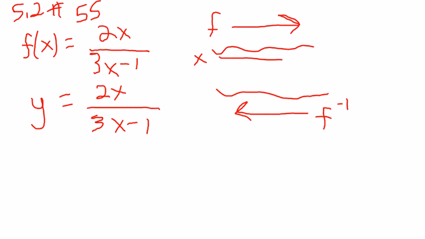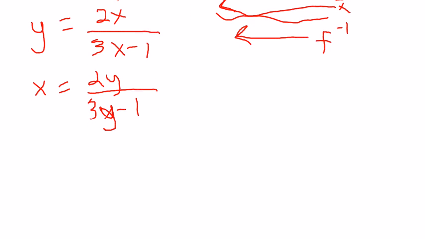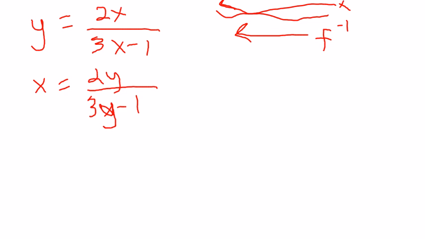Okay, so what starts as the x comes over here, becomes the y. For f inverse, then this switches. My input's always the x, and it shows up over here. So what I do is I change x and y. So I get x equals 2y over 3x minus 1. And now I need to solve for the new y.